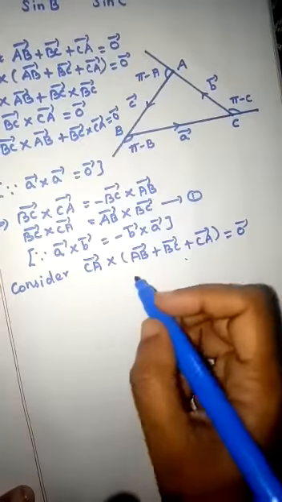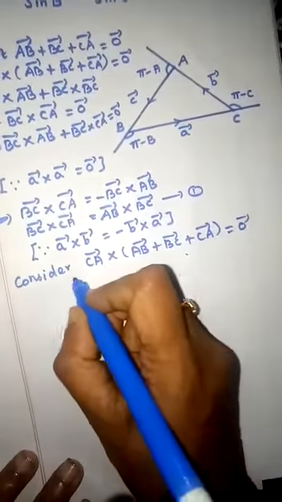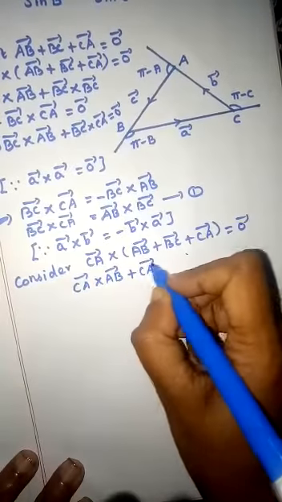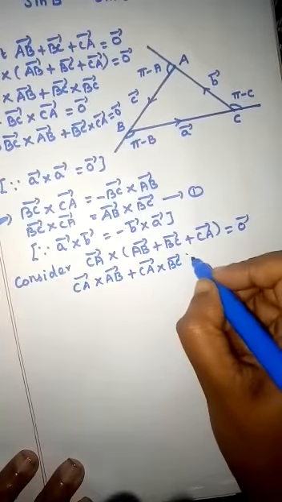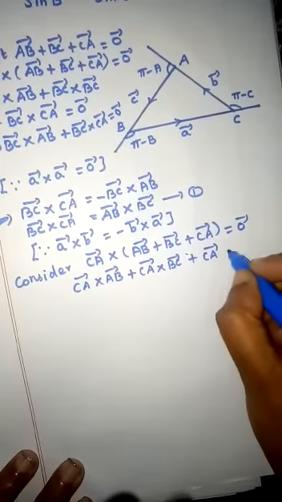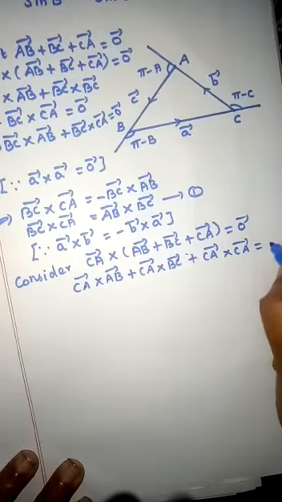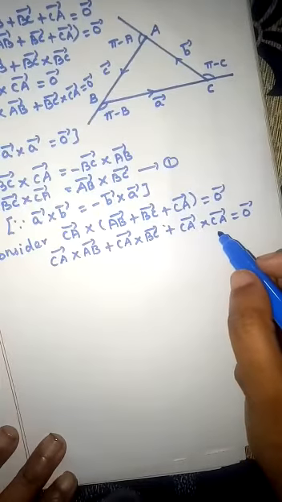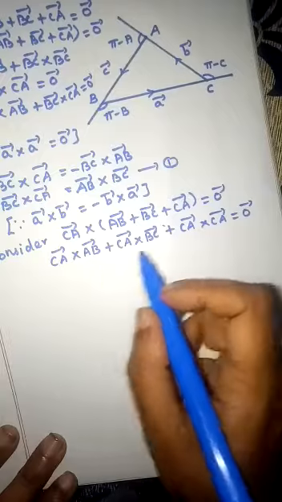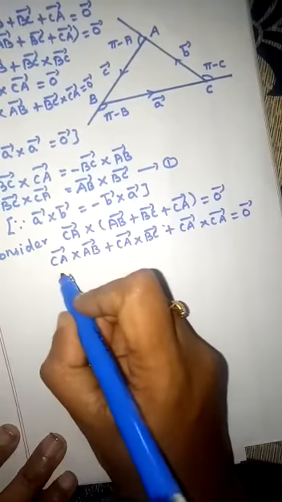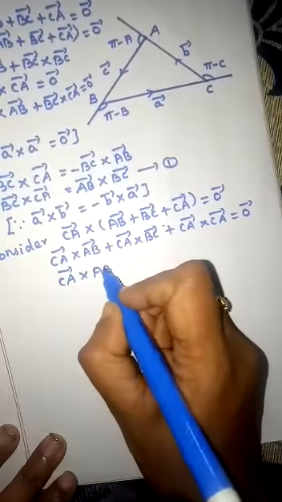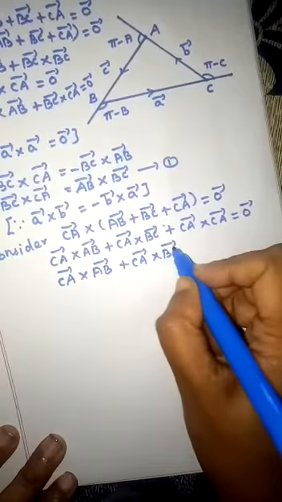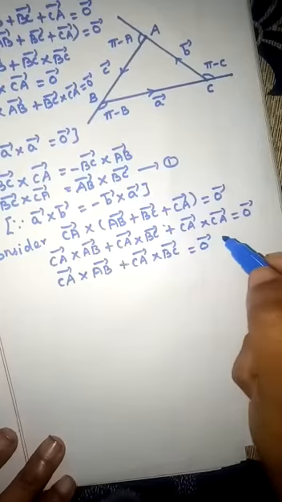Now you can take the cross product, isn't it? So CA vector cross AB vector plus CA vector cross BC vector plus CA vector cross CA vector is equal to 0 vector. We know that a vector cross a vector is 0 vector. So this we can remove. Only these two terms will be there. So CA vector cross AB vector plus CA vector cross BC vector is equal to 0 vector.